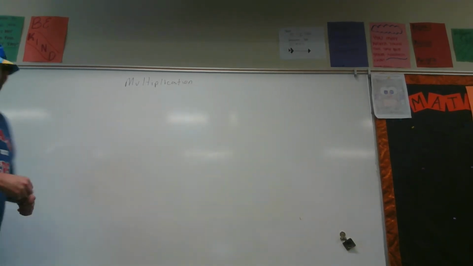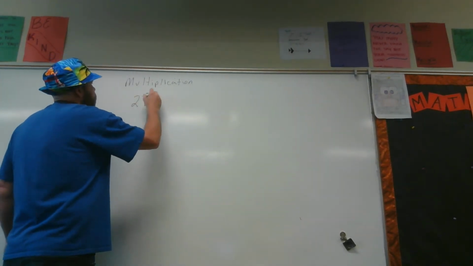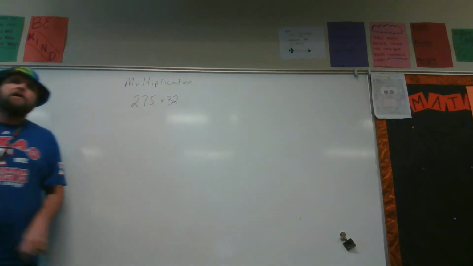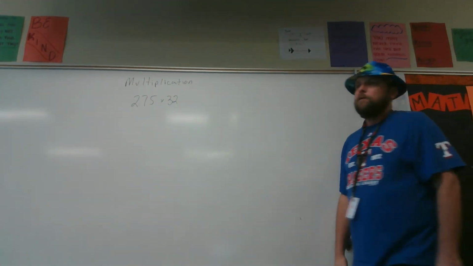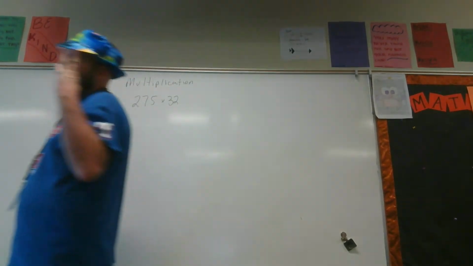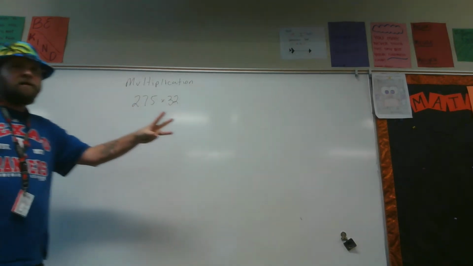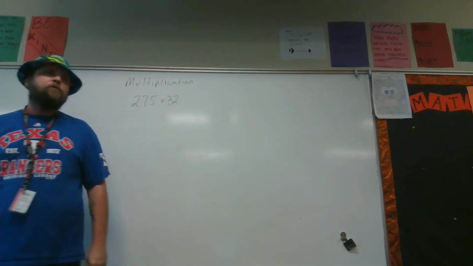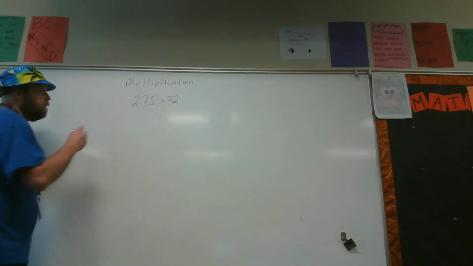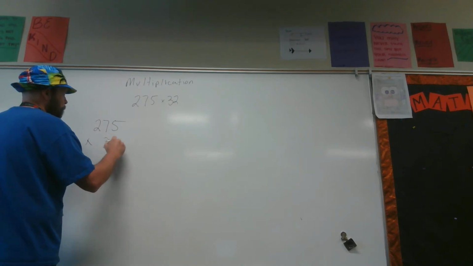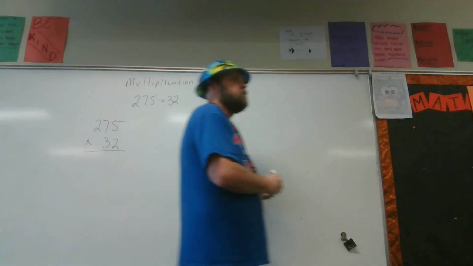We're going to start with the problem 275 times 32. We're going to look at three ways to multiply. The first way is the standard way to multiply, where we write it vertically. And then I'll talk through the steps as we go through it.